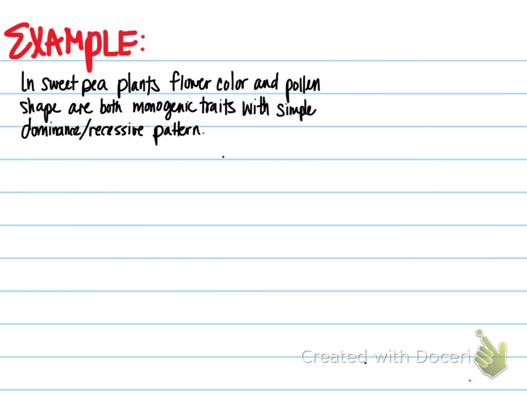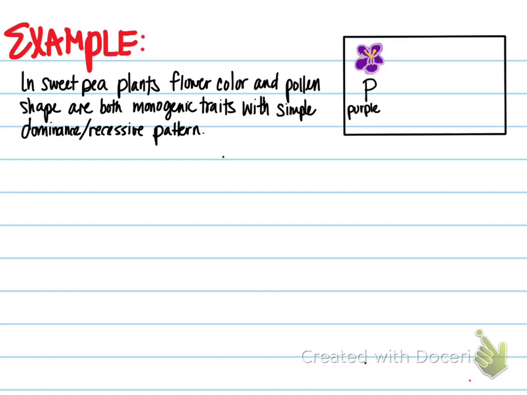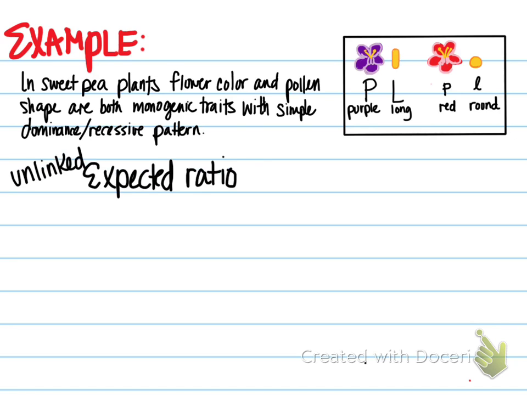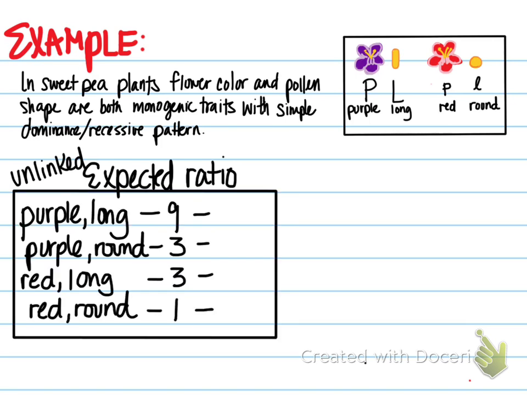For example, and this is the classic case, in sweet pea plants, flower color and pollen shape are both monogenic traits with a simple dominant-recessive pattern. Purple flowers are dominant to red flowers, and long pollen grains are dominant to round pollen grains. So, when we cross a purple long heterozygous plant with a red round heterozygous plant, we would expect to see in the offspring the 9 to 3 to 3 to 1 ratio.